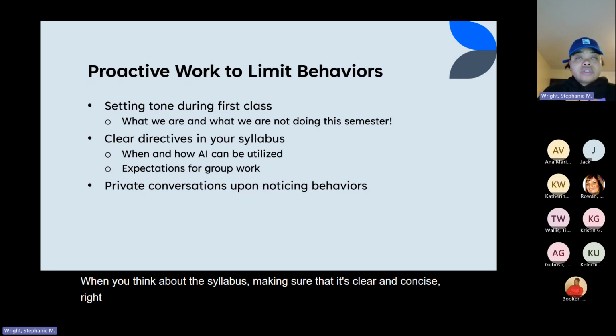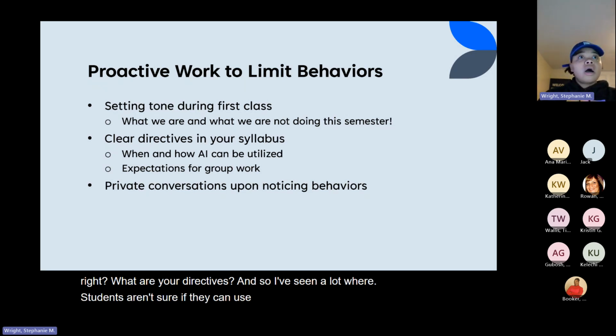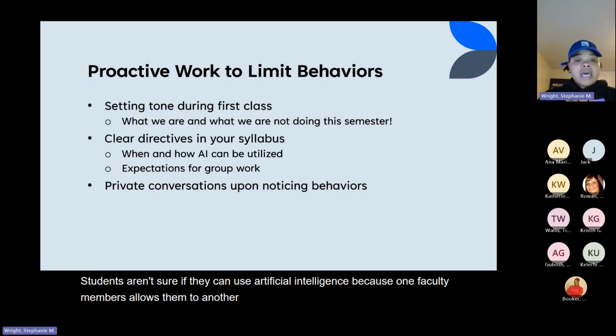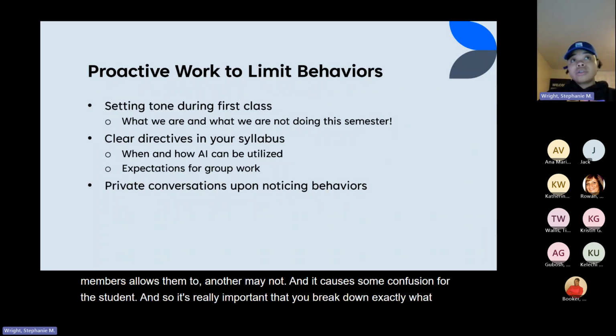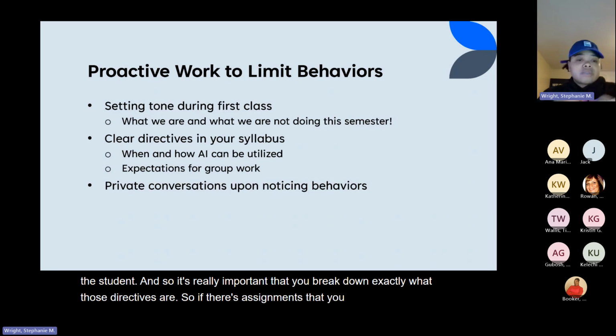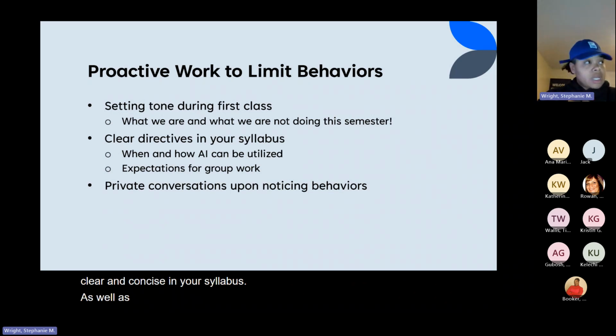What are your directives? I've seen a lot where students aren't sure if they can use artificial intelligence because one faculty member allows them to, another may not. And it causes some confusion for the student. So it's really important that you break down exactly what those directives are. If there's assignments where you say, I want you to explore this tool, but on this assignment, absolutely not, make sure that it's clear and concise in your syllabus, as well as expectations for group work.